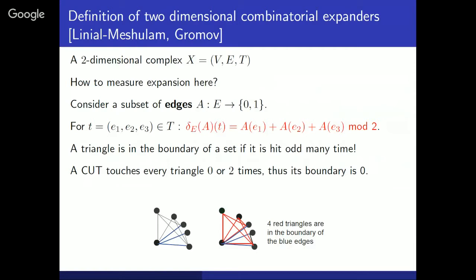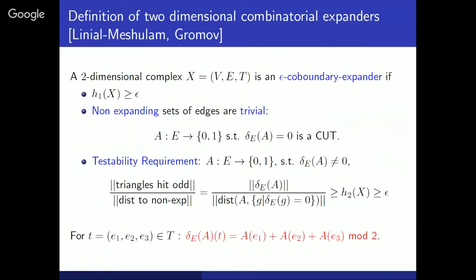because in every complex, every set of edges which is a cut, every triangle hits it an even number of times, so its boundary is zero. So once we have this knowledge, we can define what is a two-dimensional combinatorial expansion. It is called a co-boundary expander, and again we have two requirements.